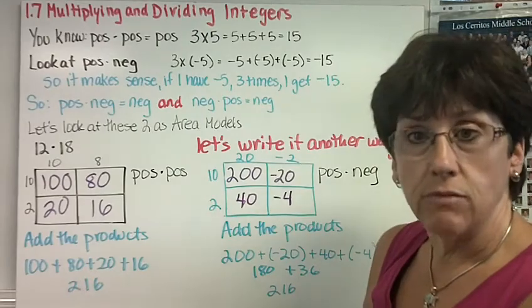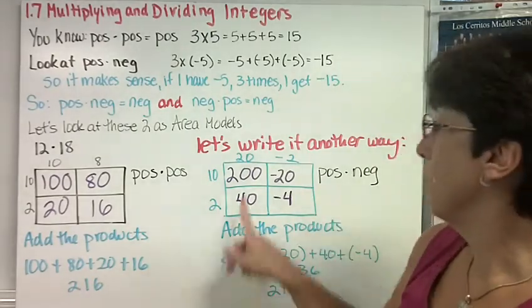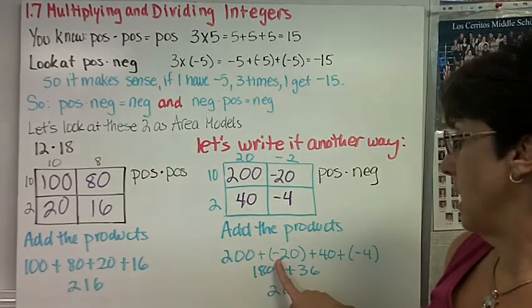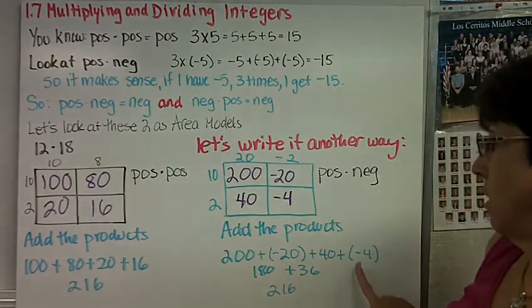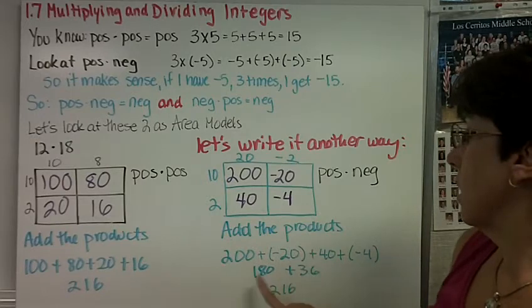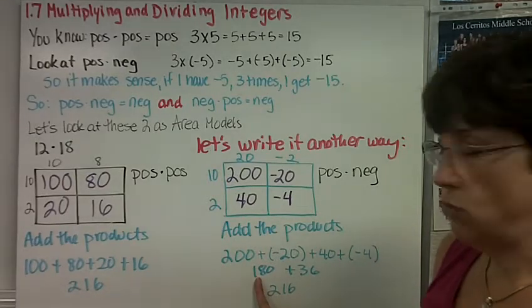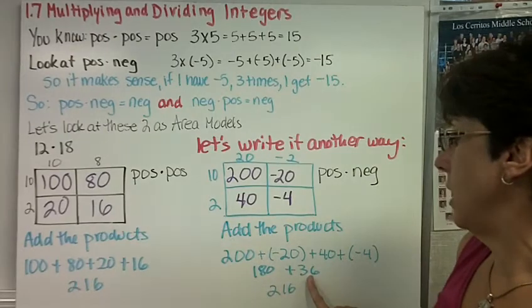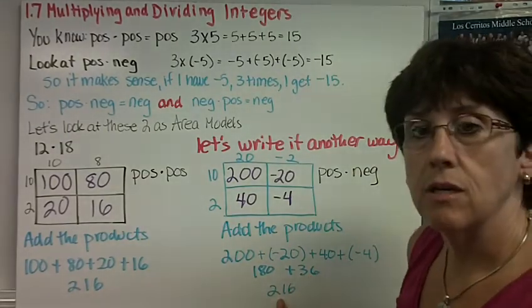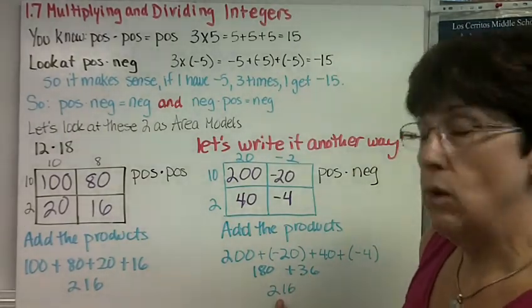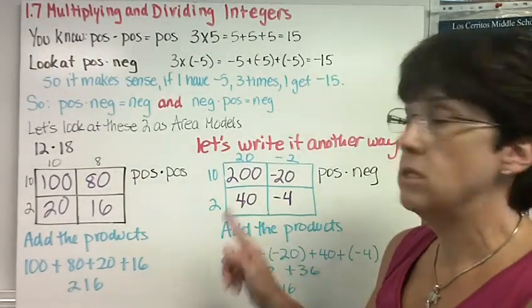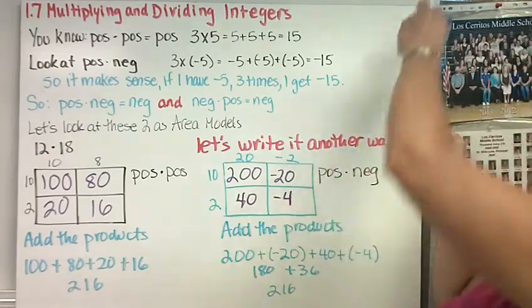Now we have some negatives times positives in this problem. Adding our partial products, 200 plus negative 20 plus 40 plus negative 4. Combine these two, 180. Combine these two, 36. 180 plus 36, 216. And we knew it had to be 216 because both of these represent 12 times 18.